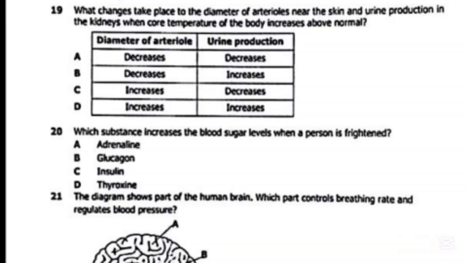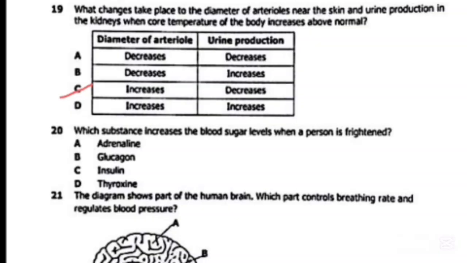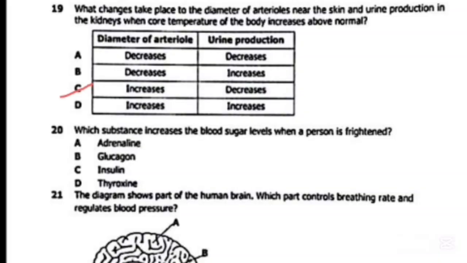So here our answer is C. The diameter of the arteries will increase, vasodilatation, and the urine production will decrease. I've explained why the urine production decreases. So you have to understand the reason behind the answer. If you just memorize the answer, you won't solve it if they change the question.